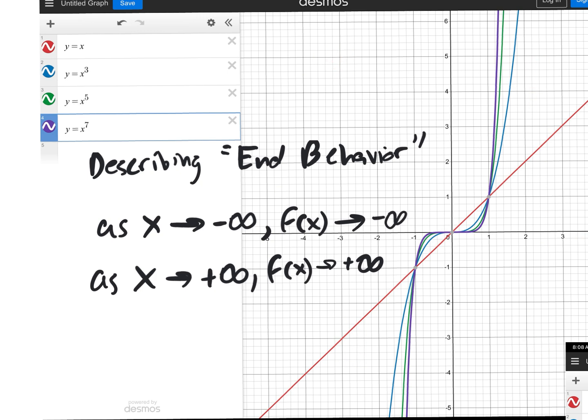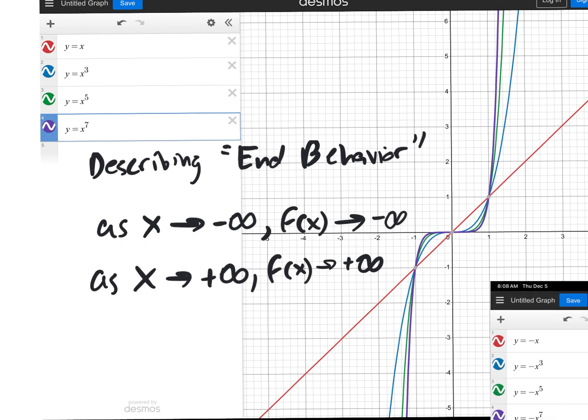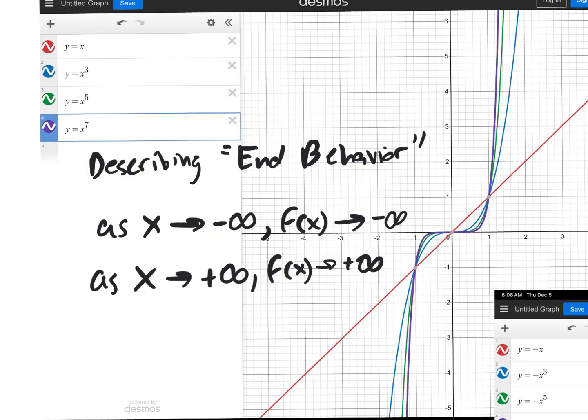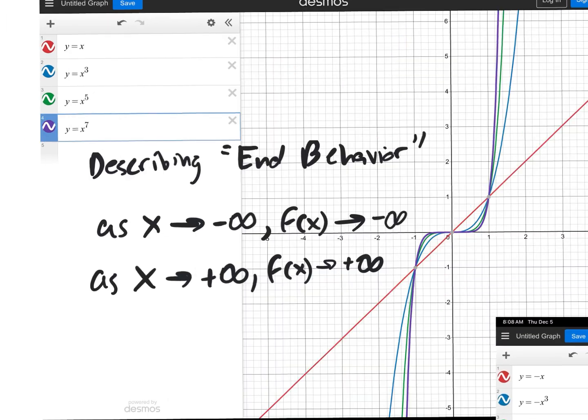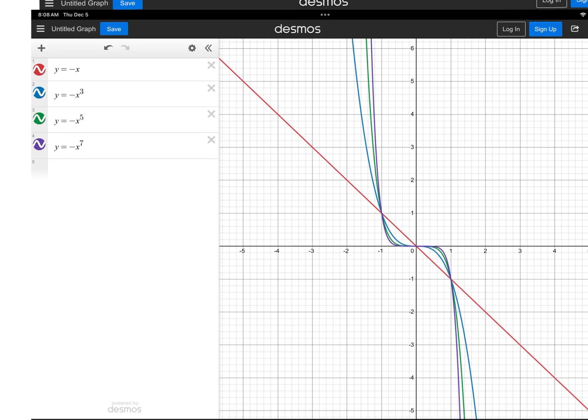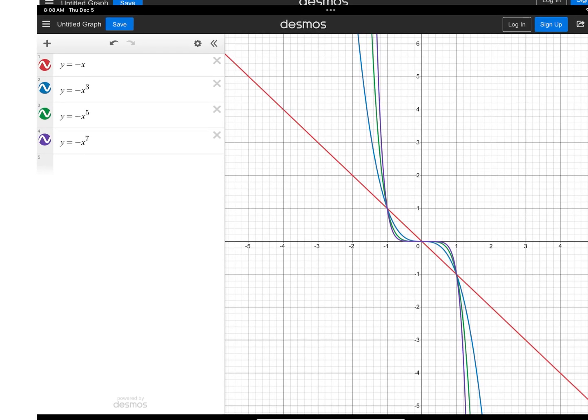So if you do that right now, go ahead and put a negative in front of the x, a negative in front of the x cubed, negative in front of the x to the fifth, and you will see this right here. It gets reflected over the x-axis. Make sense? Okay.